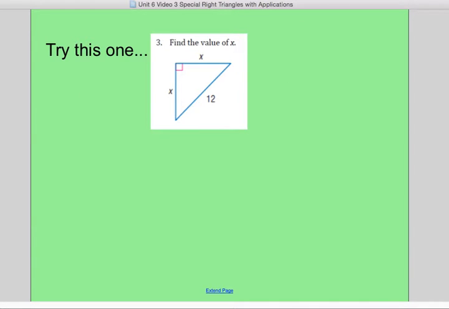Now example 3 says find the value of x. Once again, it tells me my two side lengths are the same, which tells me this is a 45, 45, 90 triangle. So I label my sides. This is x, this is x, this is x square root of 2. So I use the sides that were given to me to solve. I have 12 is equal to x square root of 2. This one isn't as straightforward as the one we just did. I'll need to do a little work to solve for x. So I would divide by square root of 2.